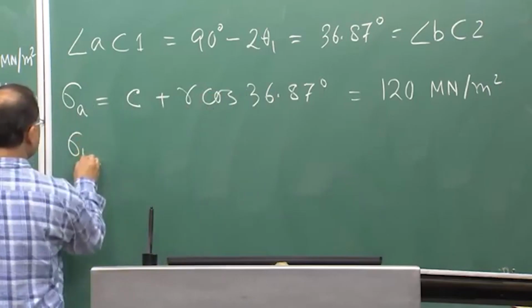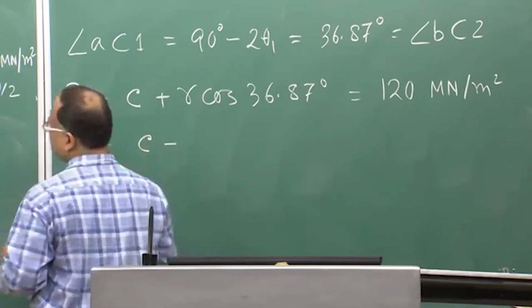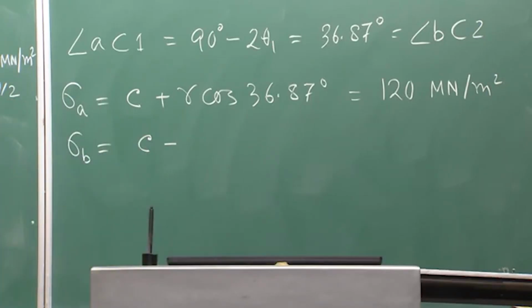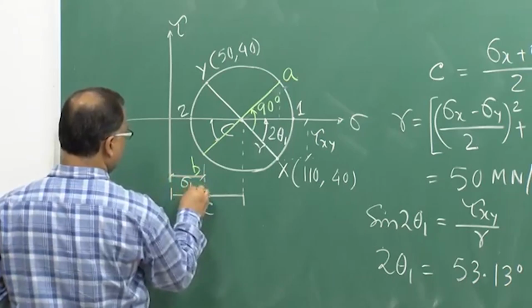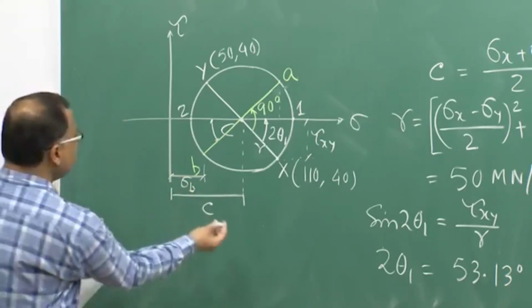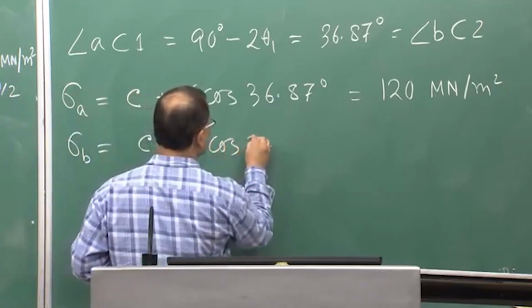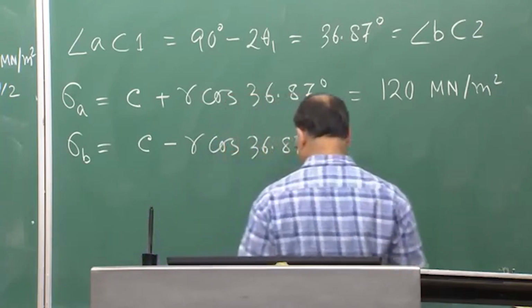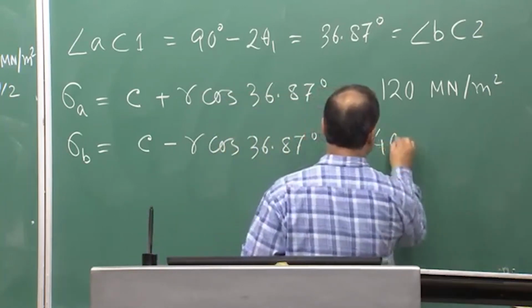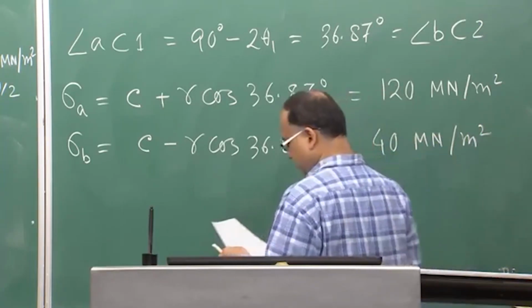Similarly, sigma B I can get. What is sigma B? Sigma B is here, right. So, this is your sigma B. Sigma B is nothing but C minus R cos 36.87 degree, that comes as 40 meganewton per meter square.